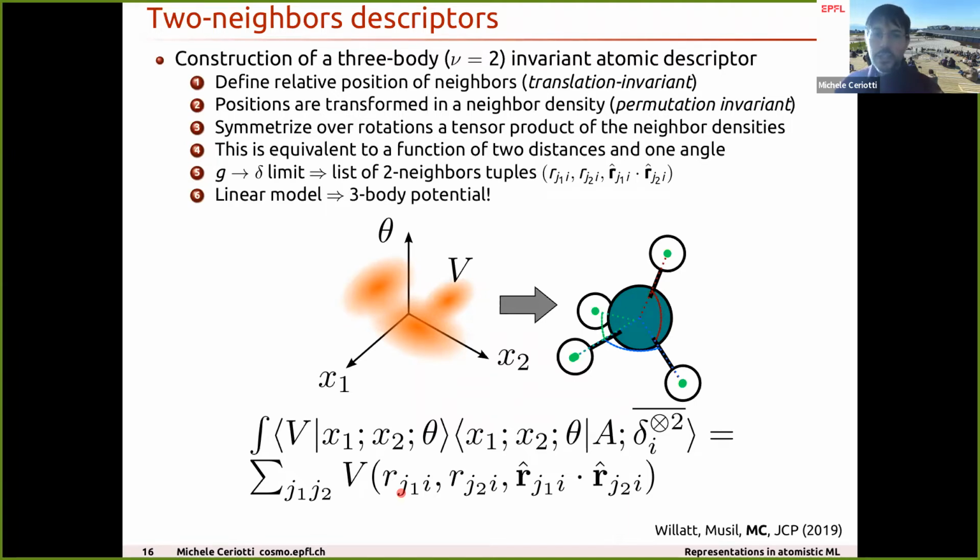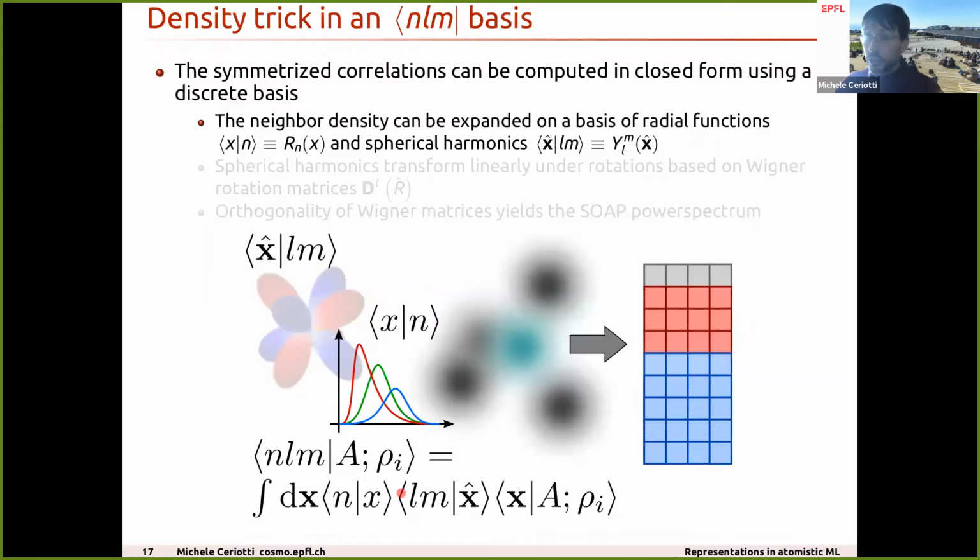So are we actually summing over rotations explicitly? Well, actually we are not. What we do instead is pick a convenient basis to expand the density. And nothing is changing here. This is really, if we use a complete basis, just the same neighbor density expressed in a basis of radial functions and spherical harmonics. And now we have discretized this continuous density into a vector that is labeled by radial indices. And then for each radial index, we have L and M indices that describe the angular part of the distribution.